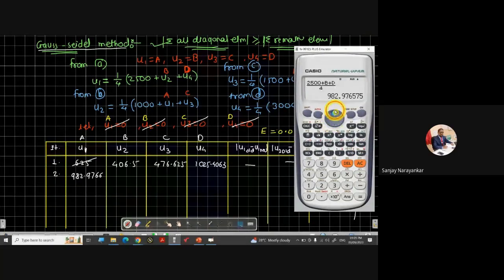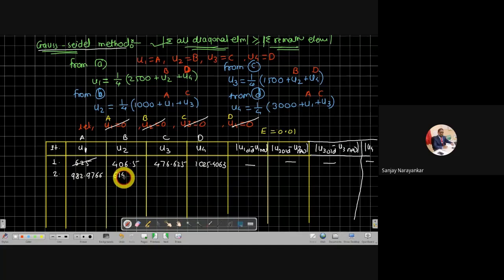चलो अभी कौन सा है? U2 निकालना है. U2 का कौन सा इक्वेशन है बताओ? ये U2 है, 1000. कैलकुलेट. ये वैल्यू क्या है बताओ? अभी ए की वैल्यू क्या रहेगी? 982.9766. सी की वैल्यू 476.625. हाँ. 614.9004. ये नई वैल्यू मिलने के बाद पुरानी वैल्यू क्या करेंगे हम लोग? स्ट्राइक करेंगे.